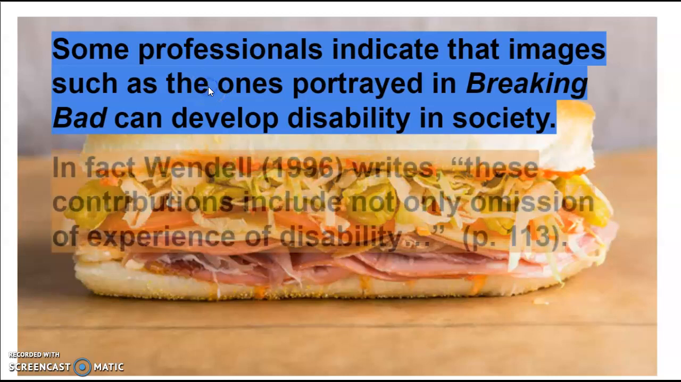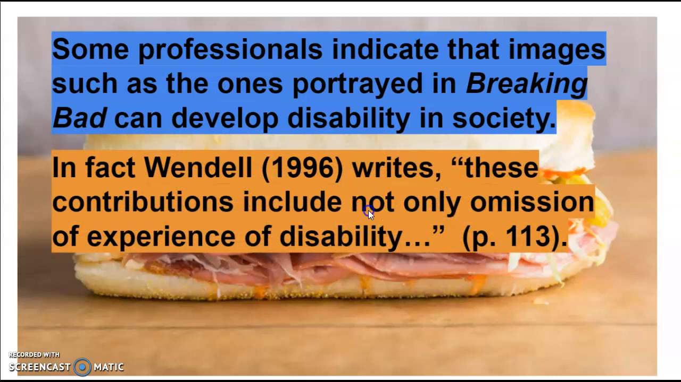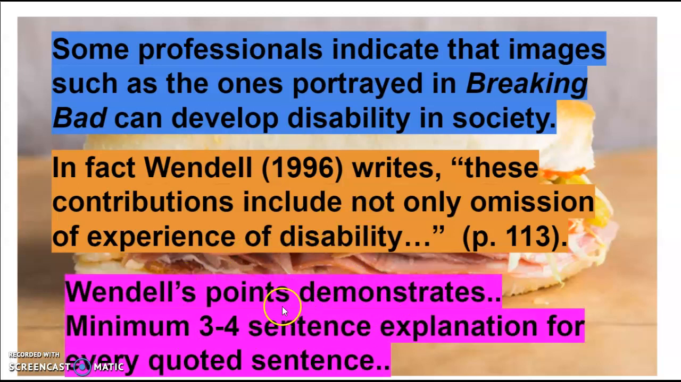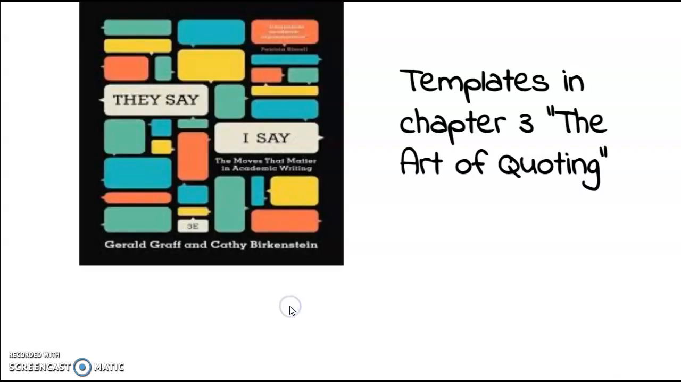we've introduced it. We transition into the quote. And now we want to create that final context by explaining the quote. And I would say, you can't really do that well in 1 or 2 sentences. We need 3 to 4, maybe even 5. But your job is to create that context for your reader. There are templates in Chapter 3 of The Art of Quoting from They Say, I Say, which you should have read. So go back to that if you need help. You can always come to office hours if you need help.